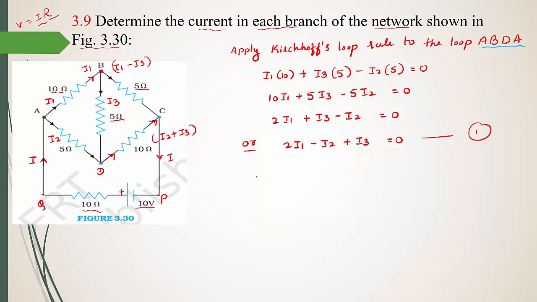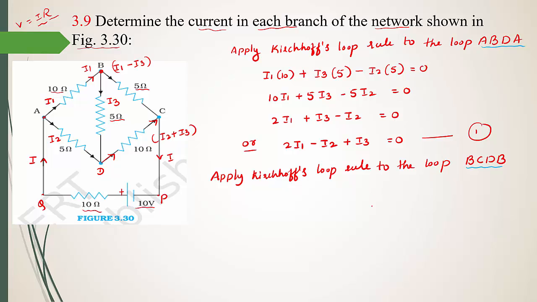Is it clear? Similarly, I am going to apply Kirchhoff loop rule to the next loop. What is it? B, C, D, B. Either you can consider BDCB or BCDB, that is left to you. But in whichever direction you consider the loop, if the current flows in the same direction, then we have to take it as positive. If it is opposite to our loop, then we have to take it as negative. This point you have to remember.